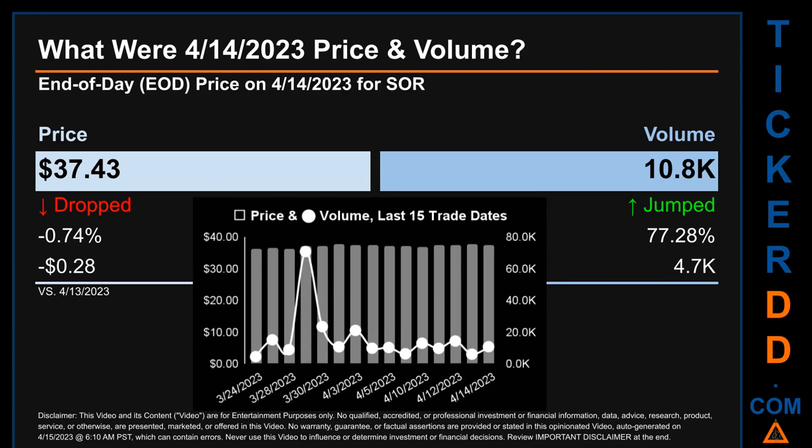Across a range of $1.51, the max and minimum end-of-day price were respectively $37.79 and $36.28. Volume saw a range of 66.4 thousand, from a day low of 4.5 thousand to a day high of 70.9 thousand.